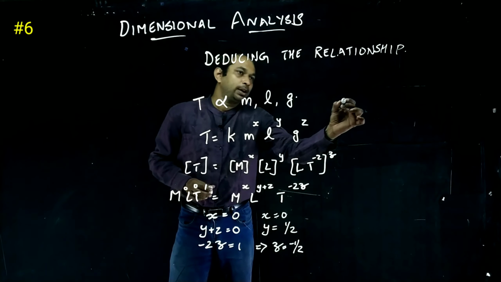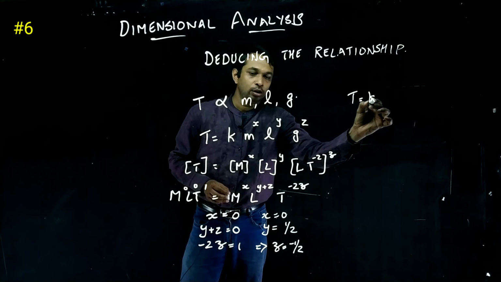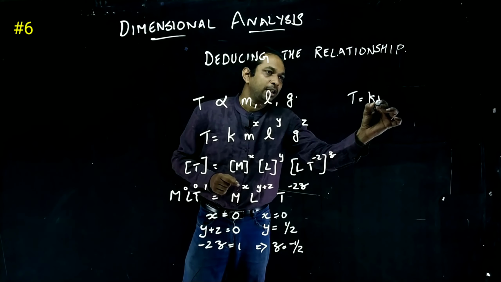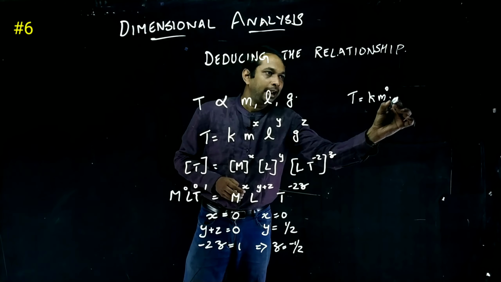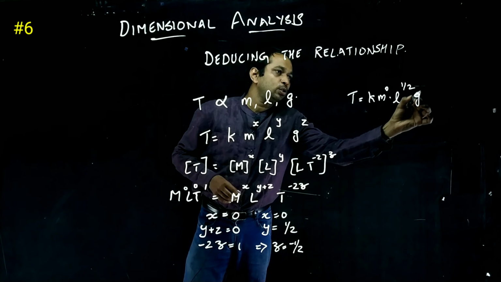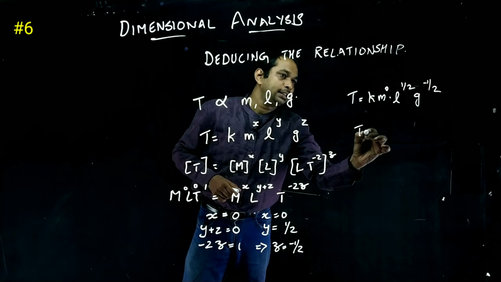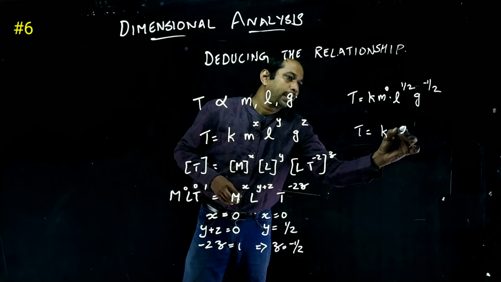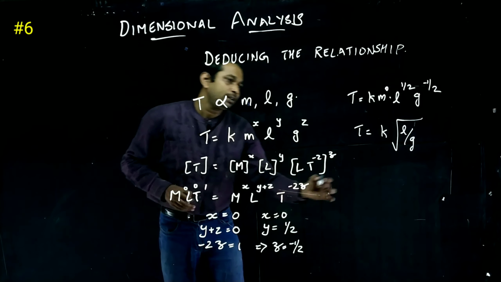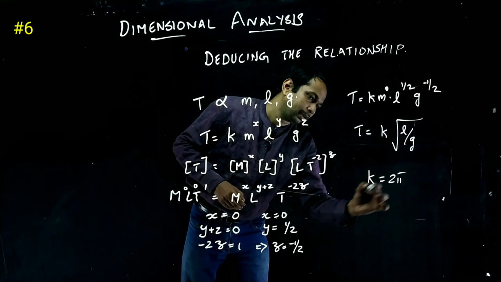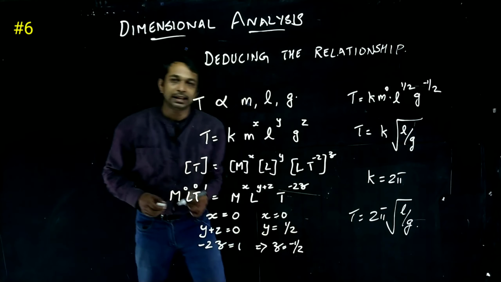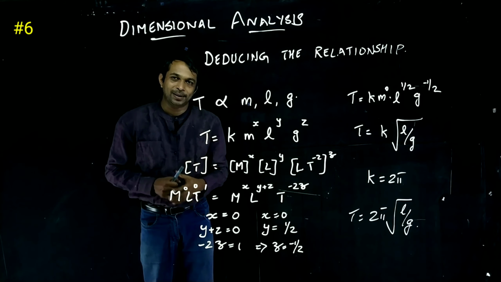Now how to rewrite this one? T is equal to K into M raised to x. x is 0, so we can write M raised to 0 and L raised to y. y is half and g raised to minus half, or T is equal to K into root of L by g. And for this equation, K is 2 pi and T is equal to 2 pi into root of L by g, which is the equation we saw just before, right?